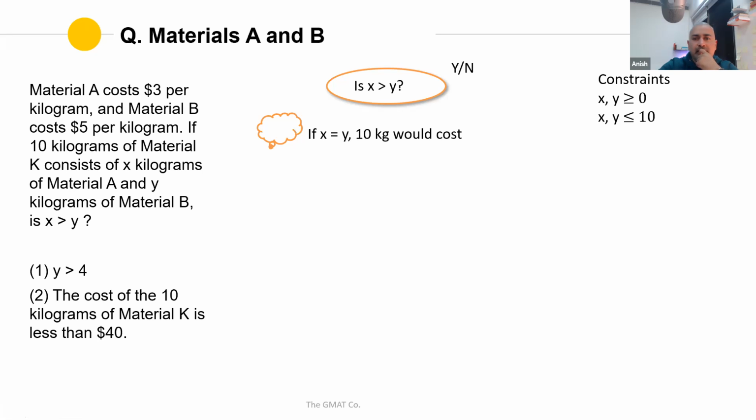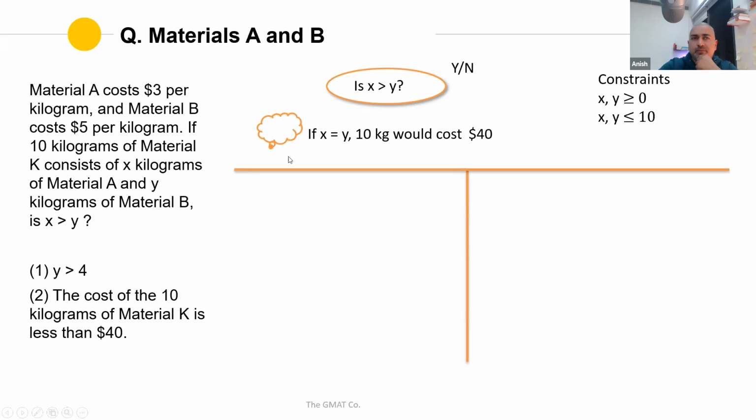$40. Right. 5 times 3 plus 5 times 4. That's one way to think about it. Sorry, 5 times 5. So 15 plus 25, 40. Together, the mixture would cost $40 if they were in equal quantity each, equal weight. This is something that I thought about before heading into the statement, so I'm sharing with you also. All right, now let's get into the statements.